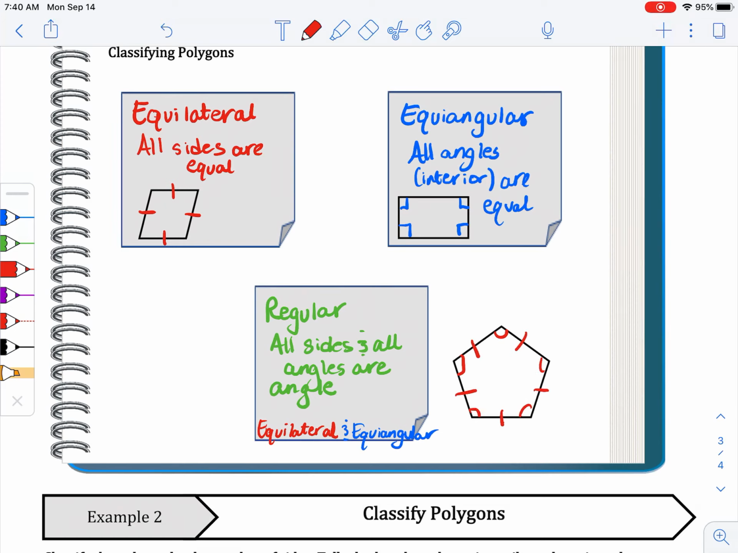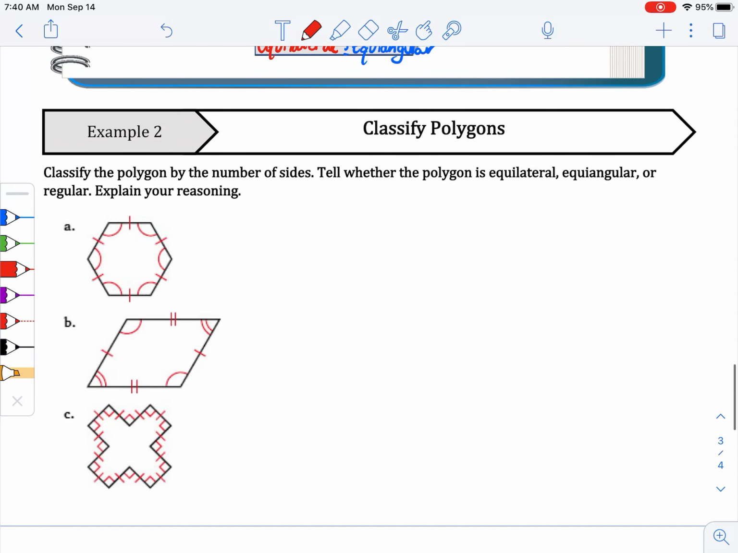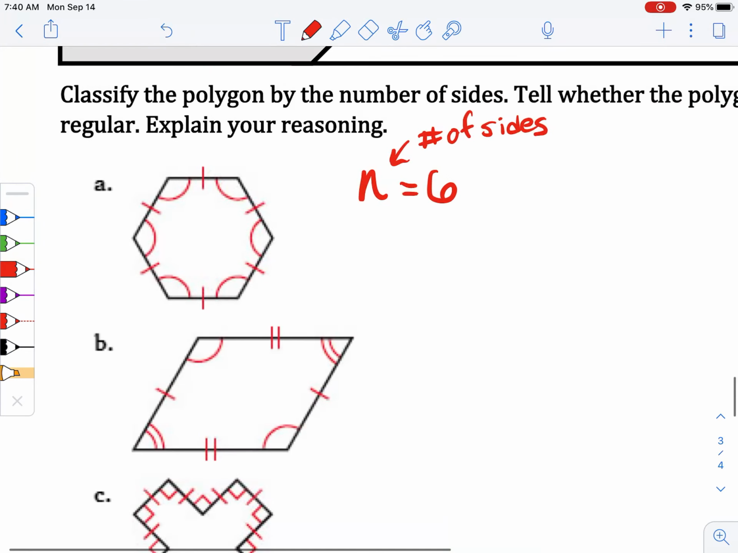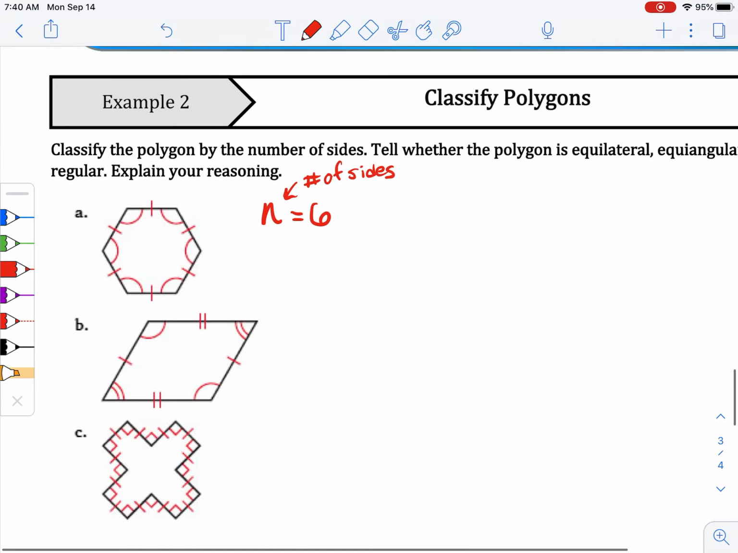All right, so example 2 is just classifying polygons. So the first thing I like to do is name my, so these are all polygons, and I want to name the number of sides. So you can say n, and this is just number of sides. So for this first one, we have 1, 2, 3, 4, 5, 6 sides. Then we also have all these markings that show that this has equal angles and equal side lengths.